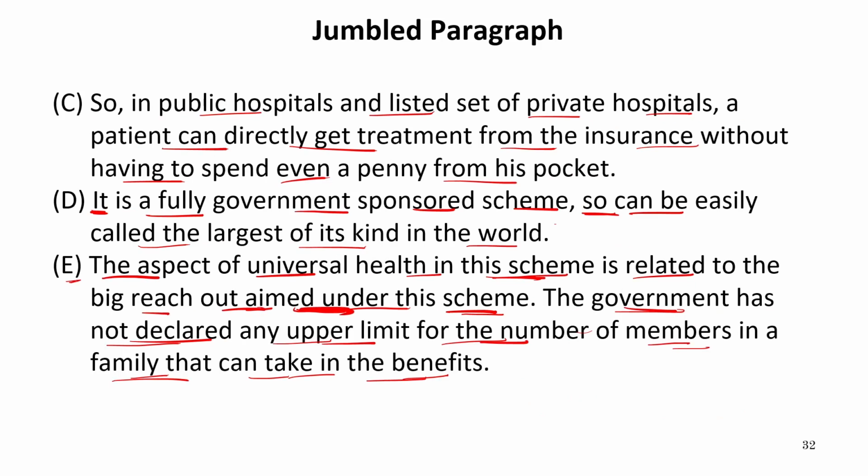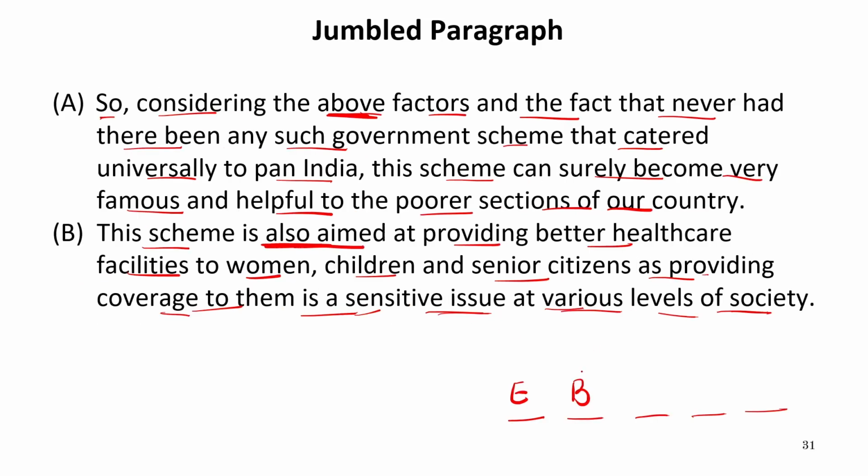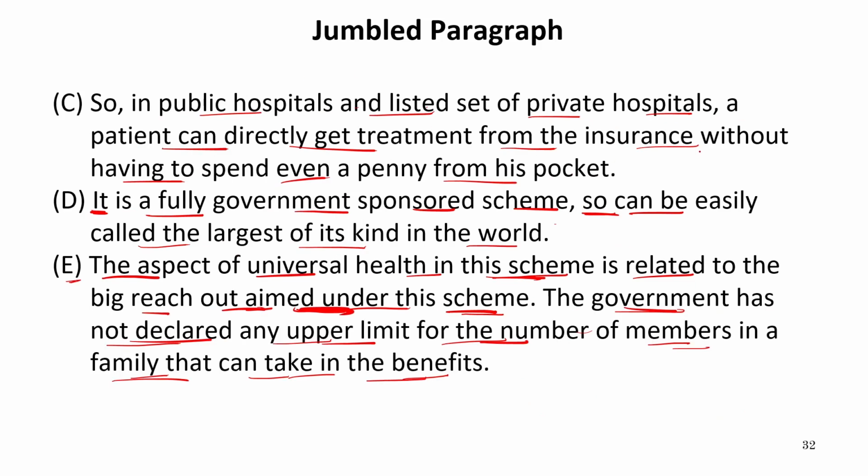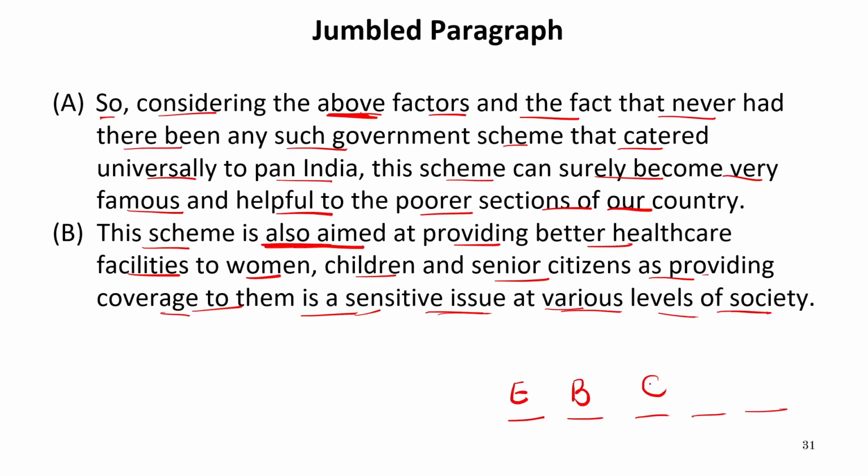No, let us not take this first. "So, in public hospitals and a listed set of private hospitals, a patient can..." Now, this can be the impact of what is written in part B. So, C can link it. That there is a list of hospitals, whether public hospitals or private hospitals, a patient can directly get treatment from the insurance without having to spend even a penny from his pocket. Now, this is the benefit which this policy is providing. Now, we can have E, B, C.